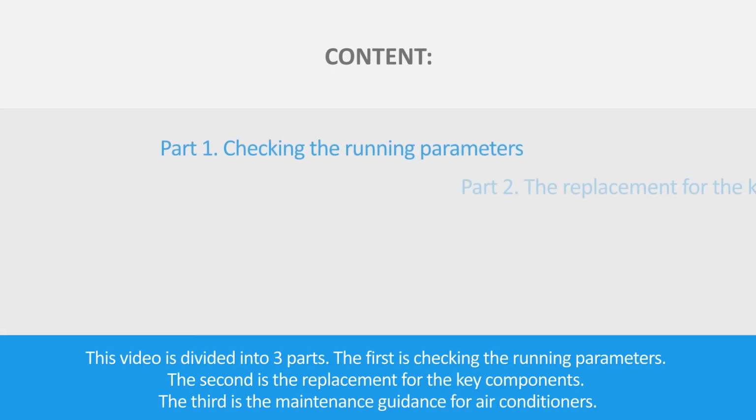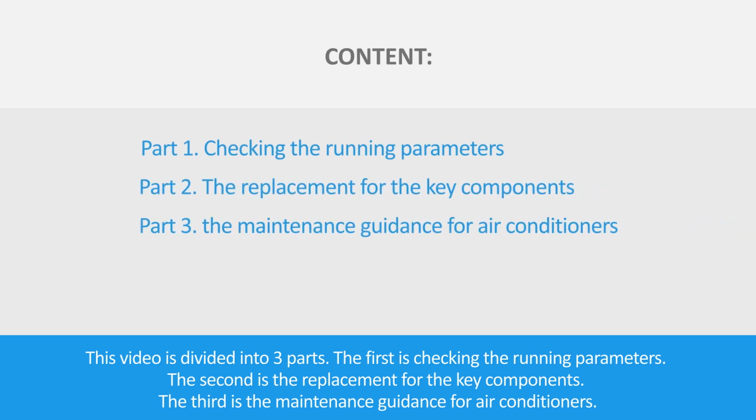This video is divided into 3 parts. The first is checking the running parameters. The second is the replacement for the key components. The third is the maintenance guidance for the air conditioners.